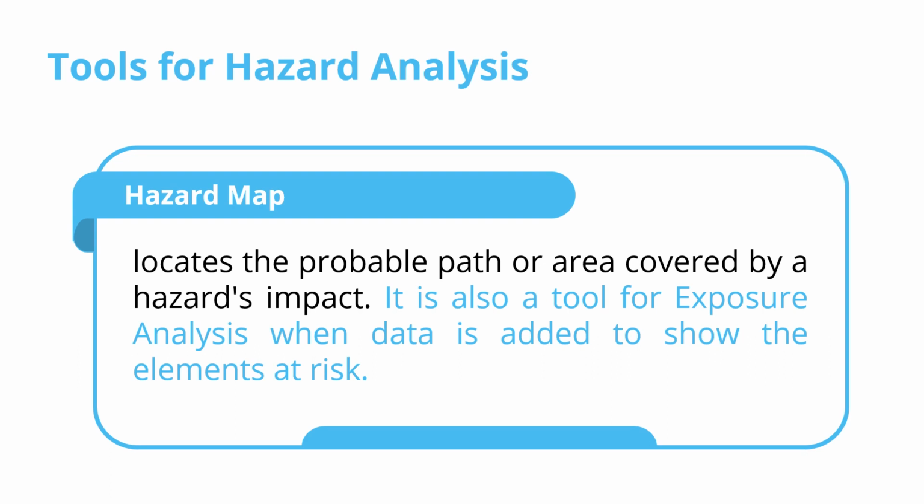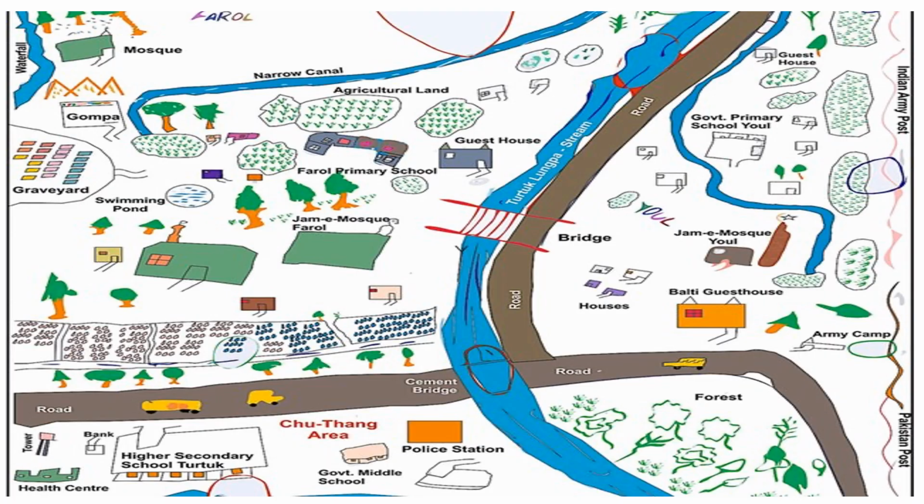The next tool that we usually use for hazard analysis is the hazard map. It basically locates the probable path or area covered by a hazard's impact. It is also a tool for exposure analysis when the data is added to show the elements at risk.